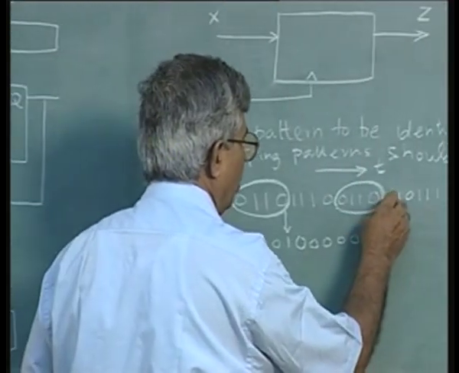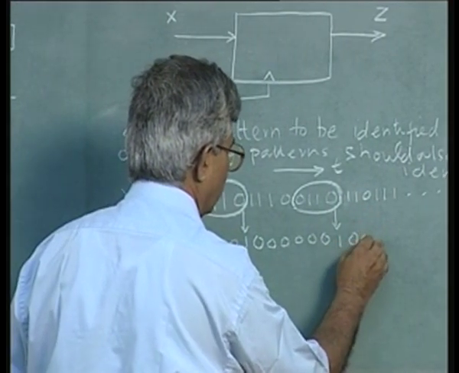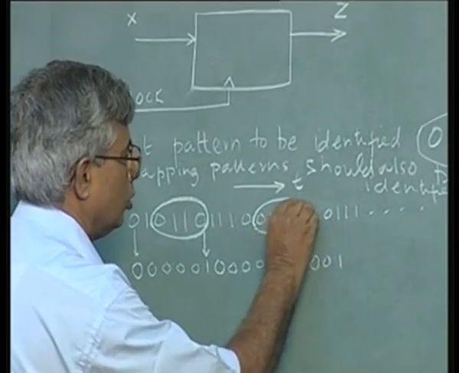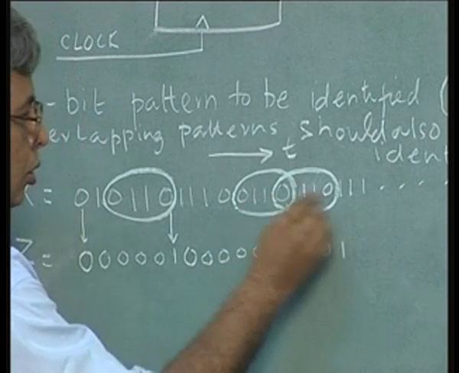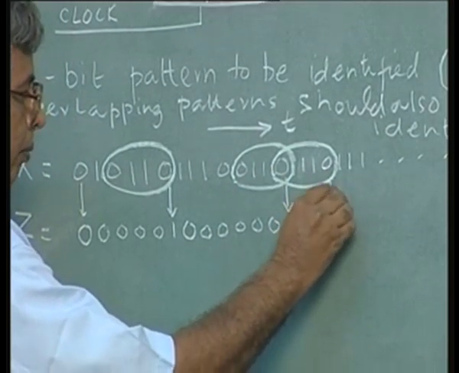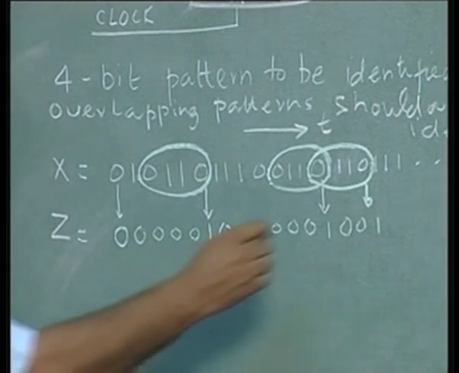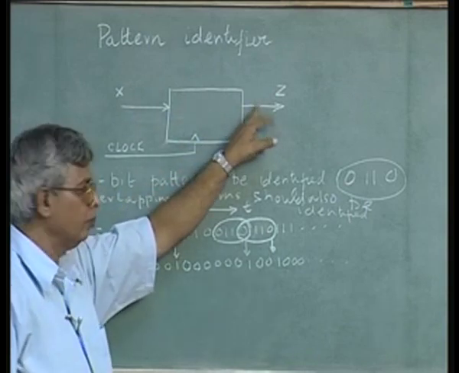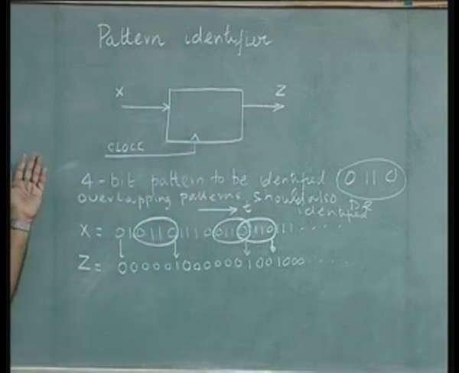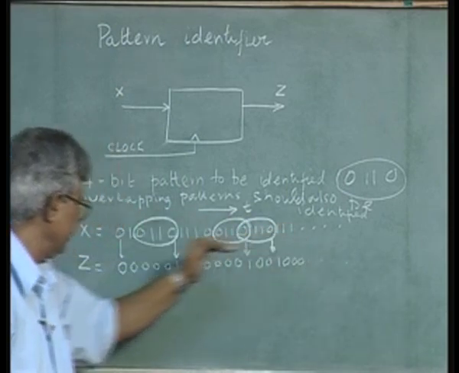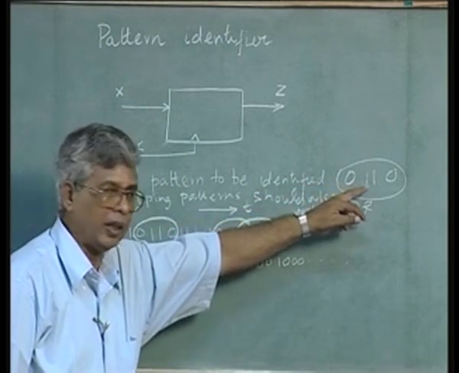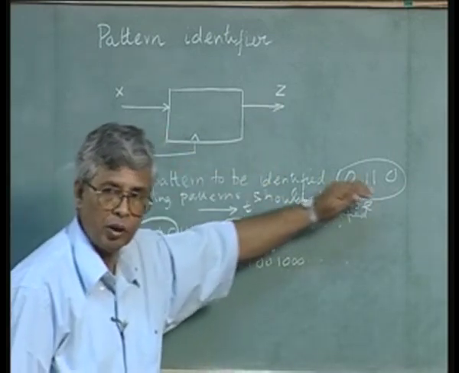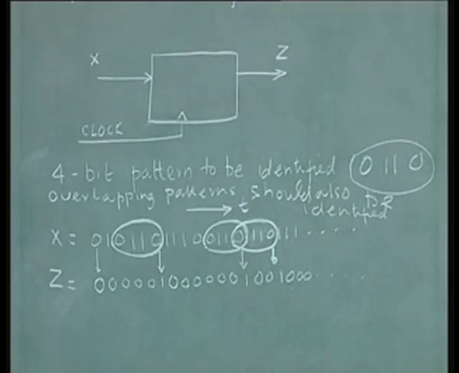So, now 0 1 1 0. I am going to call this a new pattern and give 1. This is what I wanted to say. Then afterwards of course zeros. So, one input, one output, one clock, of course there is only one clock. Whenever 0 1 1 0 occurs, output C should be 1 and overlapping should also be identified. Now, this is the problem statement.